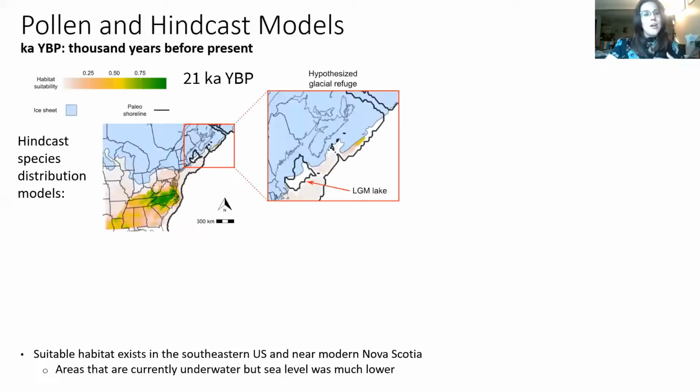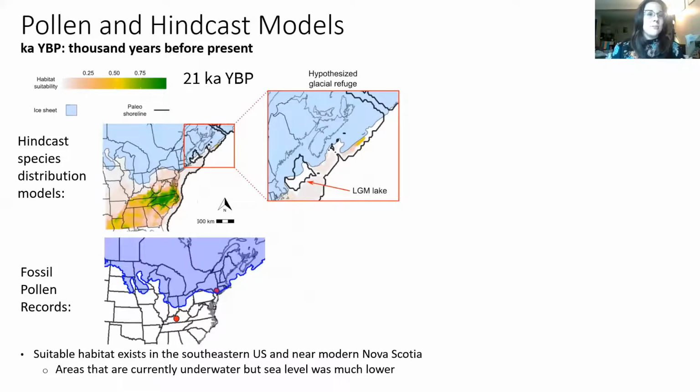Now, looking at our maps, we can see that 21,000 years ago, so around the last glacial maximum, we see a really distinct area of suitable habitat, very bright green, in the southeastern US. Now, there's also a strip of suitable habitat next to a glacier off the coast of Nova Scotia. Now, that's an area that looks like, hey, it should be underwater. Well, during the last glacial maximum, the sea levels were much lower as everything was kept in ice. So there was an area of suitable habitat where the shoreline would have been much farther out into what is currently the ocean that butternut could have persisted next to that glacier.